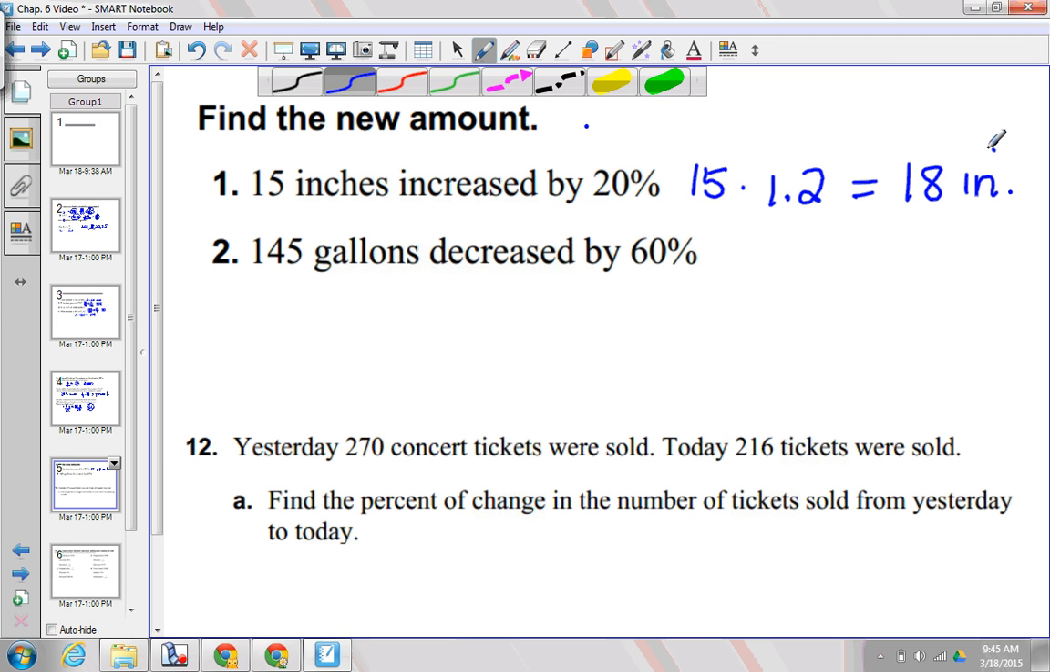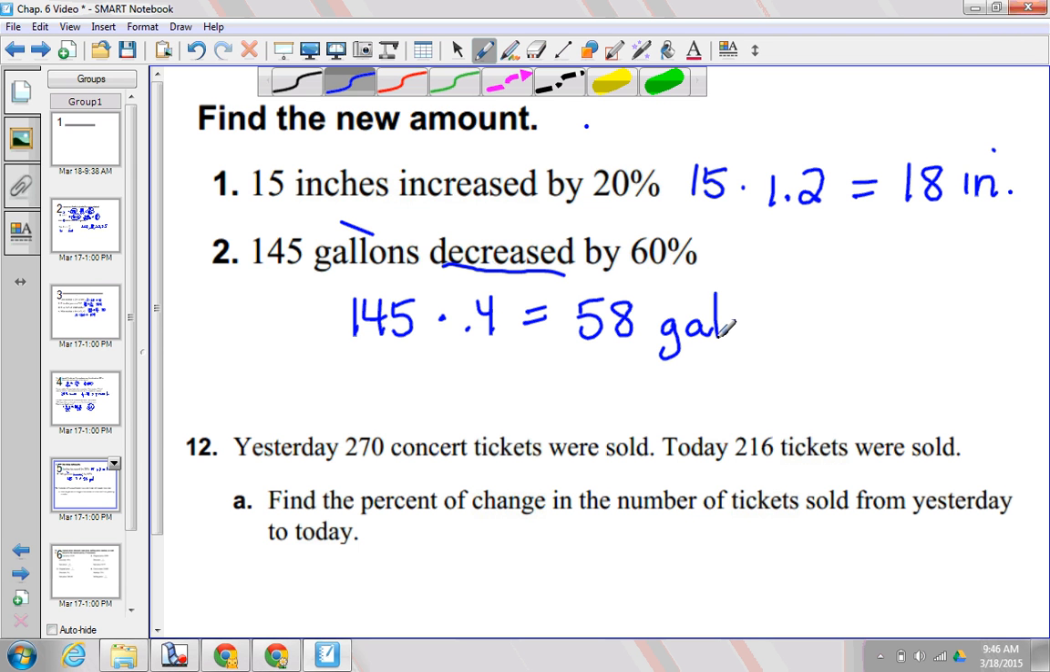Okay, and for number 2, remember that it's being decreased. So we are actually only getting 40% of the amount. So in one step, we could say 145 times 0.4. And that would end up being, let's see, where am I? 58 gallons. We could have also found 60% of that number and then subtracted it.